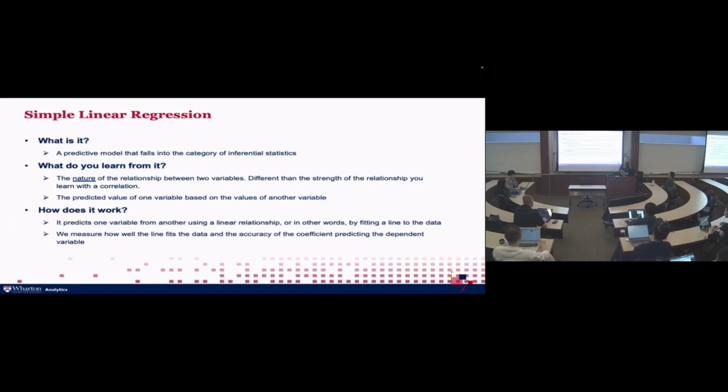So how does it work? We have an outcome variable, let's say it's weight, and we want to predict weight using a linear relationship from one other variable, height. How do we do this? We do this by fitting a line to the data. And then we measure how well that line fits the data, and we also measure the accuracy of this line with the coefficient that we can interpret, which predicts the value of the dependent variable. So the whole fitting a line to data might not make sense right now. We'll go into a visual that will help you make sense of it in just a second.